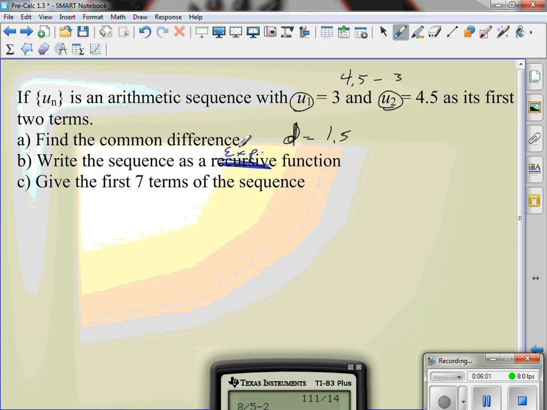Write it as an explicit function. U sub n equals 3. Why 3? That's the first term. Plus 1.5. Now, I don't care if you throw it on the beginning or the end. Times n minus 1. N is greater than or equal to 1. Because I need to know the first term in order to find the second, third, fourth, fifth. They give me the first term. So I have to know the first term. I don't need to know the second term. I can figure that one out.